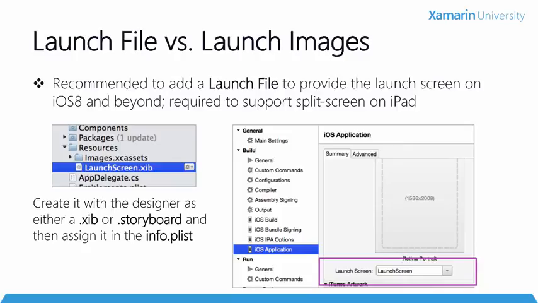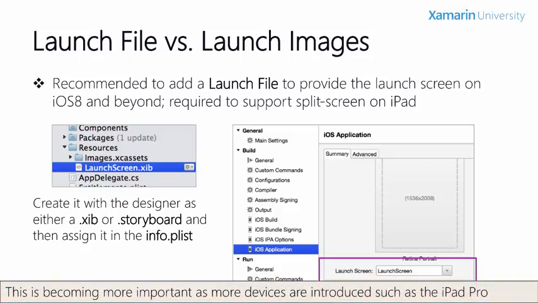Another UI change which you should think about using is launch files to provide your launch screen. Launch files were introduced with iOS 8, and they allow you to define your launch screen using either a xib or a storyboard file. These are more adaptive in nature, so the screen scales properly on different devices. And this is going to become more and more important as more devices continue to be introduced in the iOS family. If you're using launch images today, in other words, individual screens for each one of the devices, then consider adding a launch file for current iOS support.